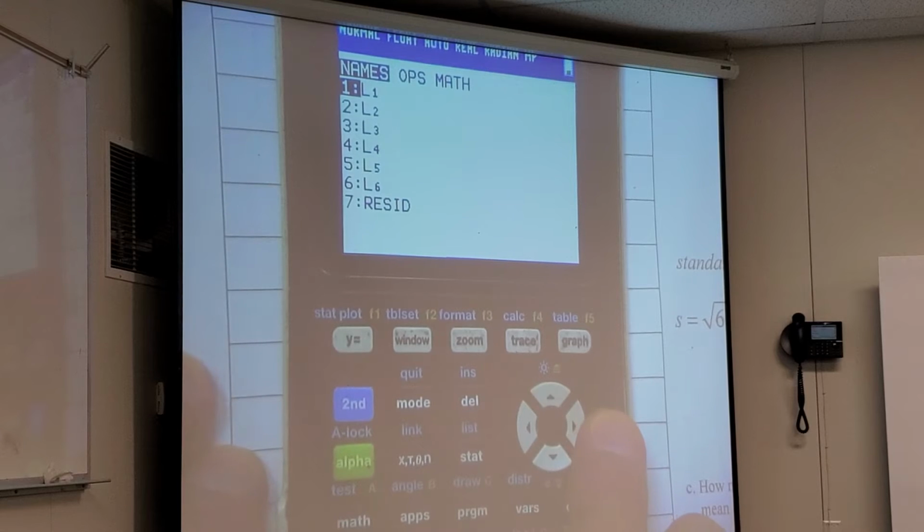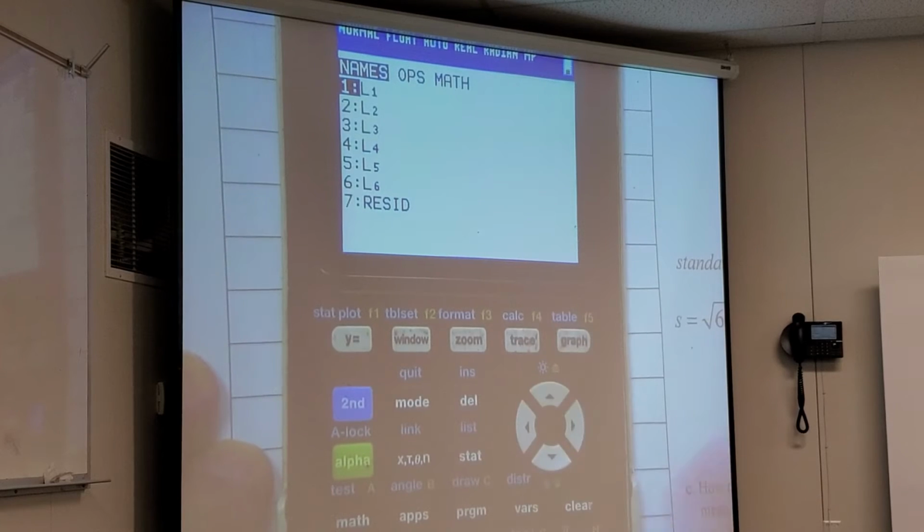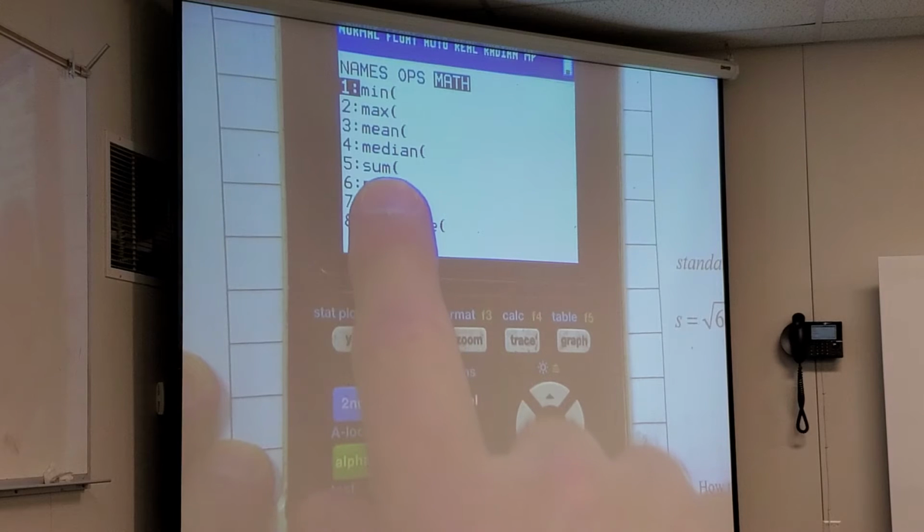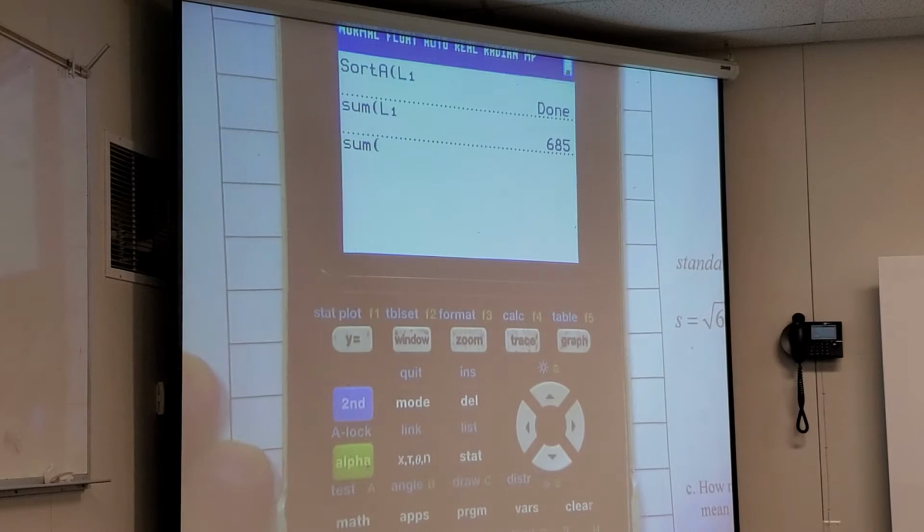Do you have to do this? No, you can just put each one in the calculator, add them up, divide by the total. You can totally do that. You don't have to do this. This is just quicker. Go to math, and then I want to sum up something in a list. So you hit 5 for sum. And then tell it which list you want to do.